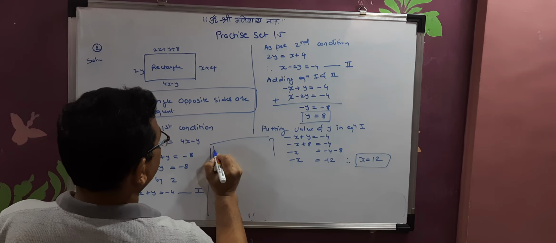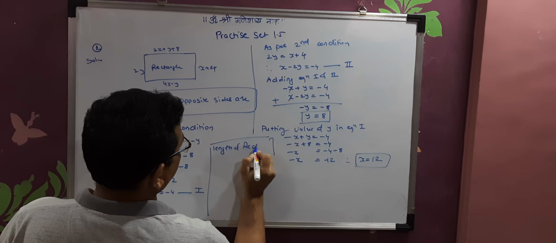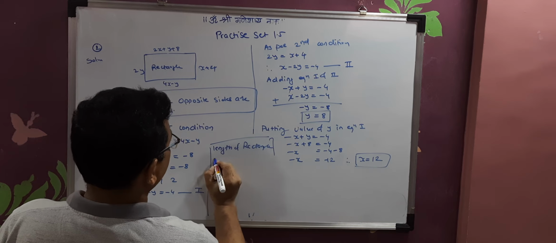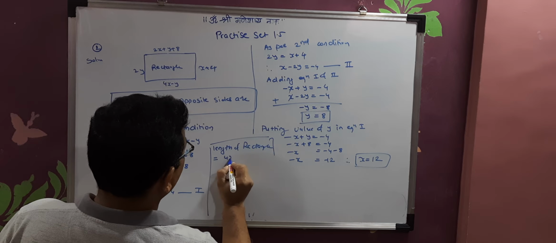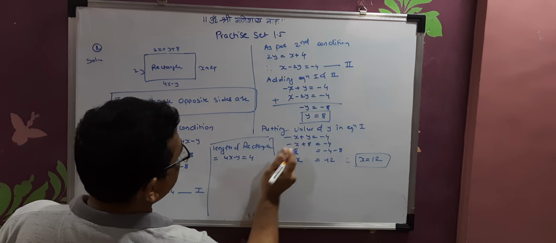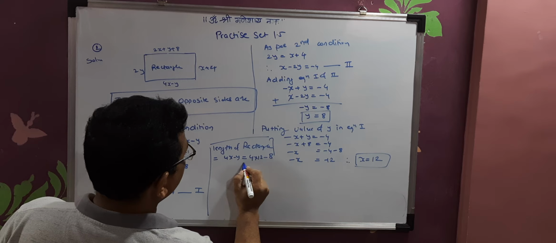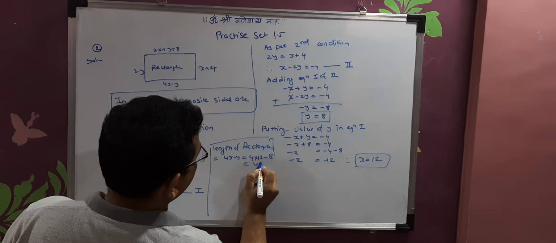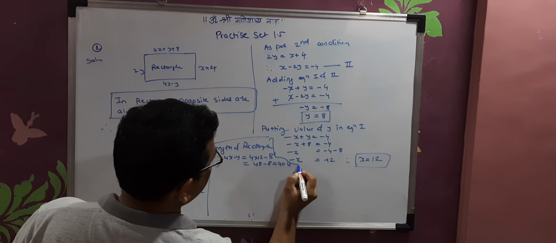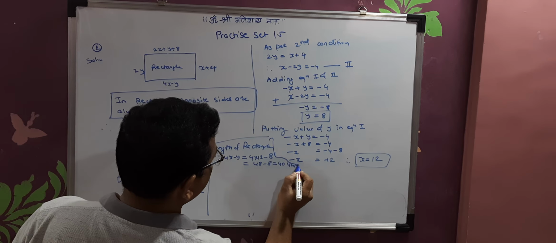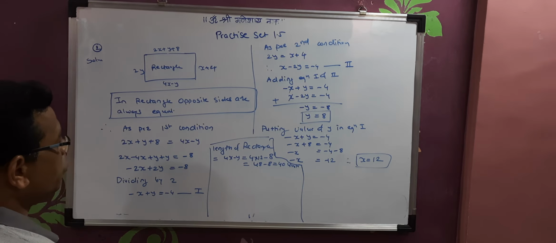So say length of rectangle is equal to 4x minus y. 4x minus y is equal to 4 into x is 12, 12 minus y is 8. So 12 fours are 48 minus 8 is equal to 40 units. Length of the rectangle is 40 units.